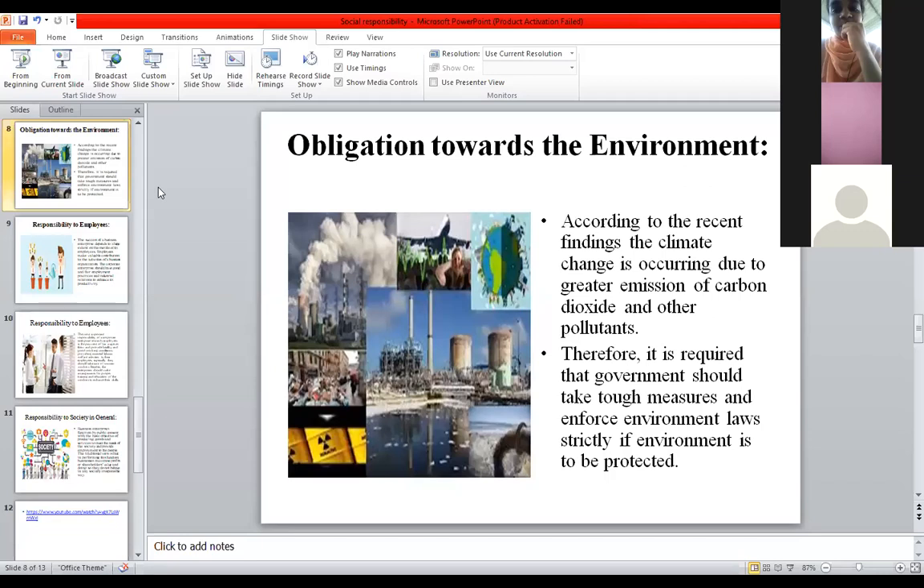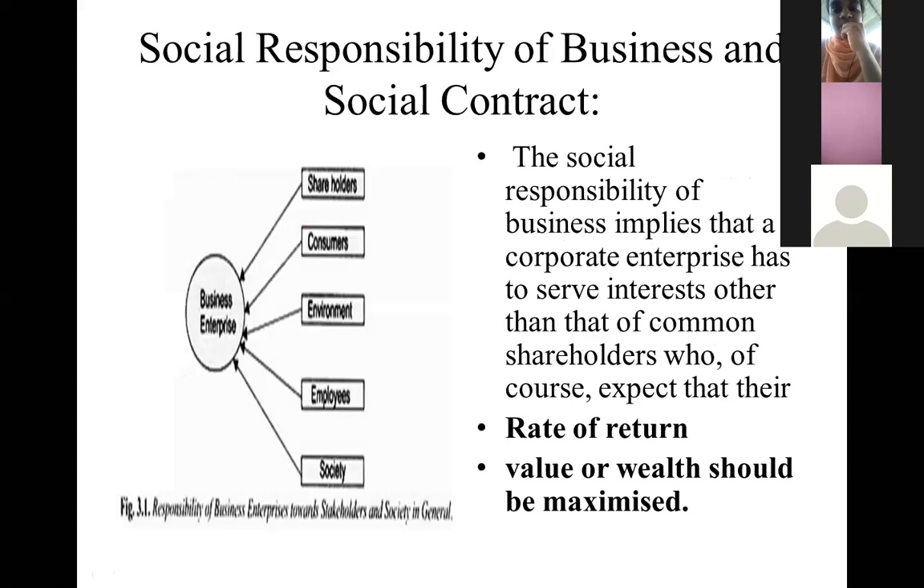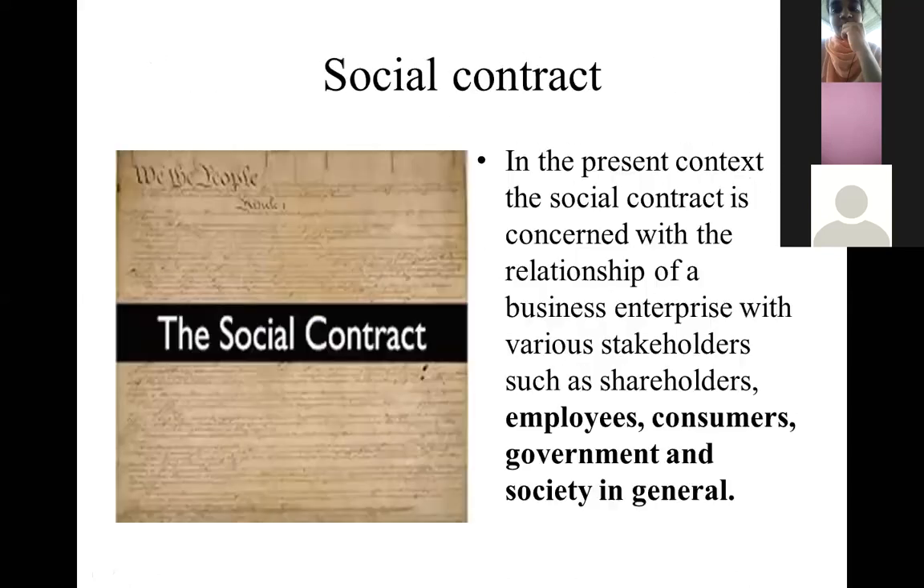Okay, so I hope everyone understood the concept of this. Let me show you once again. This is the social responsibility of a business. These are the various components of a business enterprise's responsibility: shareholders, consumers, environment, employees, and society. What is social contract?